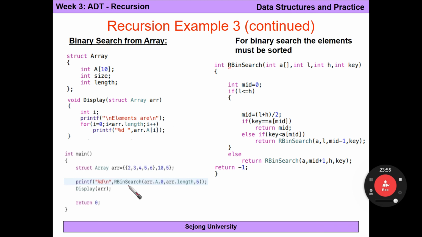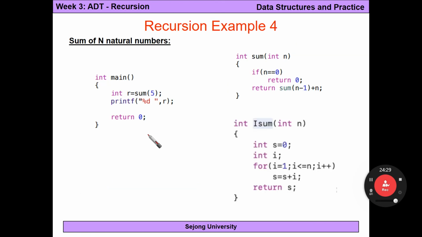So this is the main function, and it will display the index where that particular element is found. In case of 5, if we are searching for key 1, it is here. So 0, 1, 2, and 3. It will display 3. And this will display the array. Okay. This is the example related with the binary search.